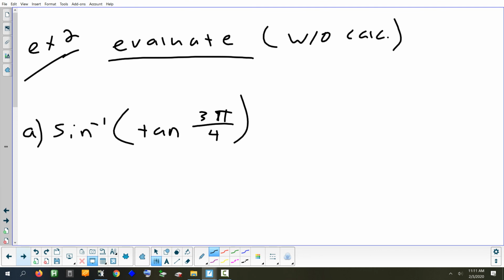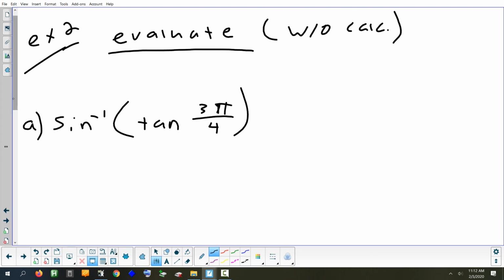So, if they're asking you to evaluate this without a calculator, then that means it must be special. It must come out to a nice answer somehow. So, based on what we did last time, what trig function do you think I'm going to start with? We got to pick one of the ones that's up there to start with. Start with the inside. We're going to start with the inside one. We're going to start with tangent.